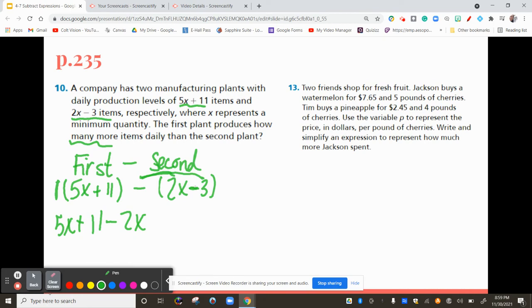If you're a little confused, remember we can always change subtract to add and make this a negative 1, and change subtract to add and make this a negative 3. Then we're only working with addition and negatives, and it makes a little more sense. So I'm going to do negative 1 times 2 is negative 2. Negative 1 times negative 3 is positive 3. So I'm really adding 3. So there you go. Does that make more sense?